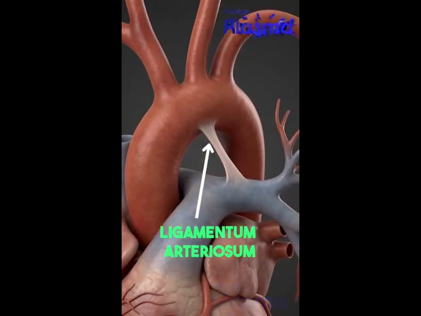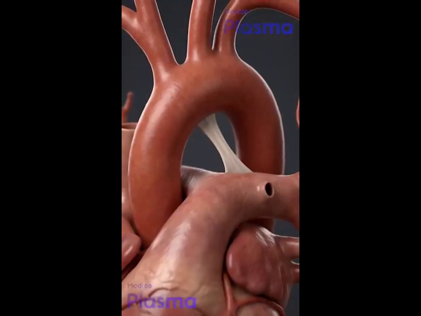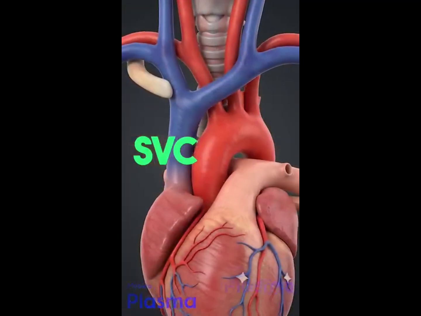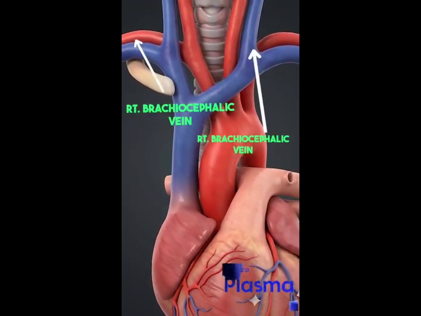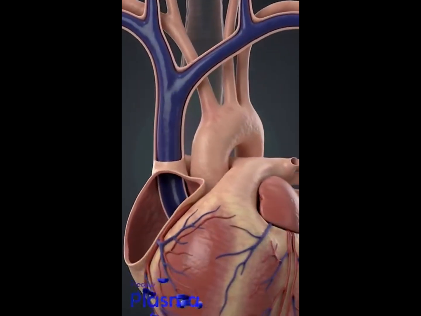The ligamentum arteriosum is a fibrous remnant of the fetal ductus arteriosus that connects the left pulmonary artery to the arch of the aorta. The superior vena cava is formed by the union of the right and left brachiocephalic veins and returns blood from the upper body to the right atrium.